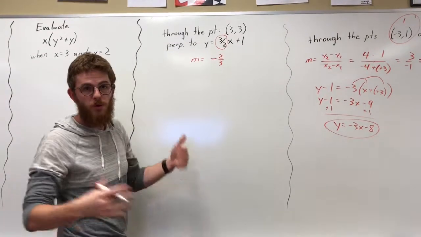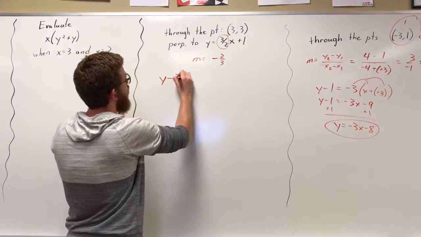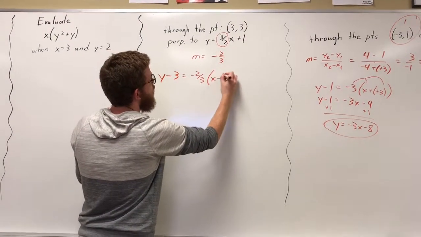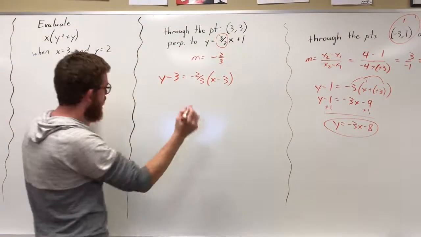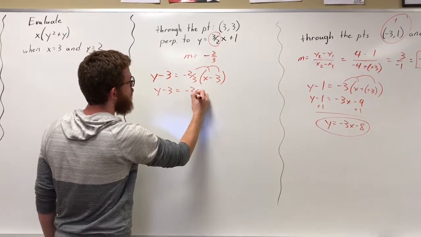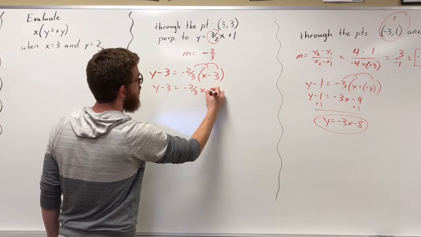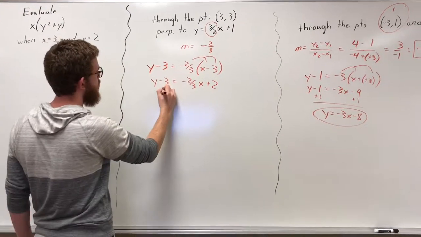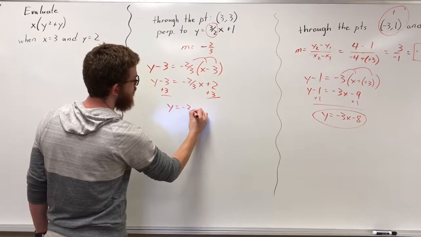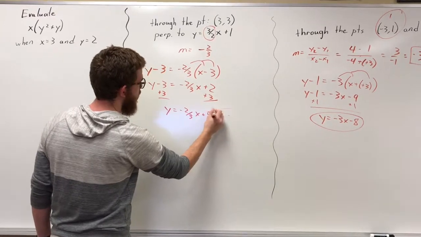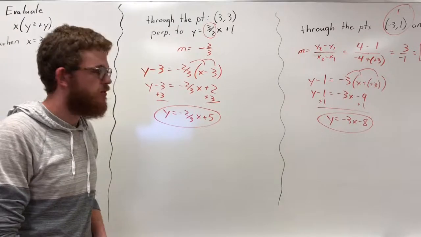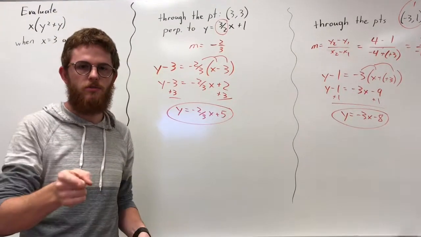So again, I'm going to use point-slope form. Y minus my y-coordinate equals my slope times x minus my x-coordinate. And again, I'm going to solve for y. Distribute that negative 2/3, gives me a negative 2/3 x plus 2, and I'm going to add 3 to both sides to get y equals negative 2/3 x plus 5. So that's everything we've really talked about with linear equations as far as writing those equations.